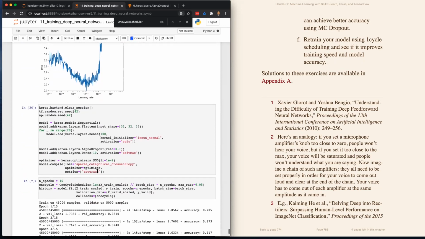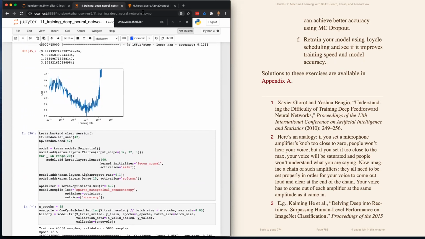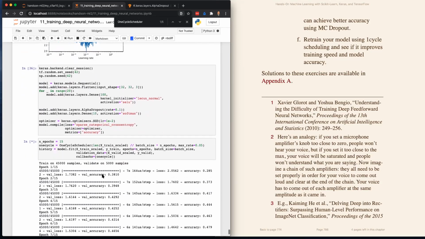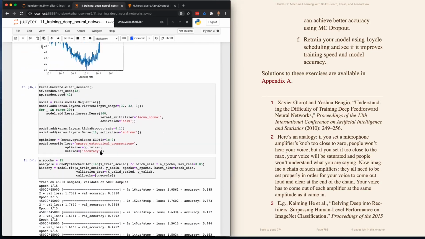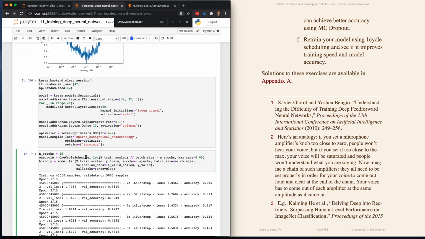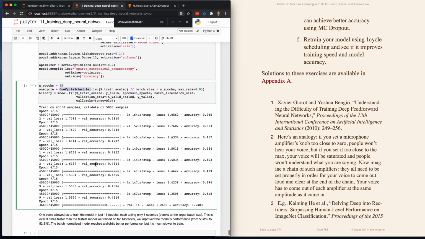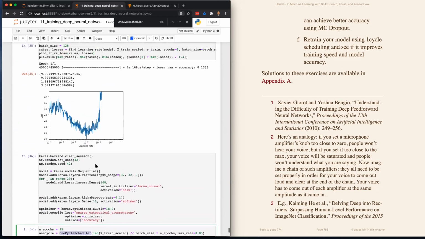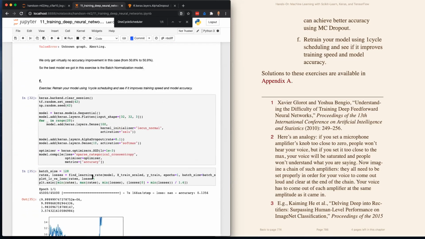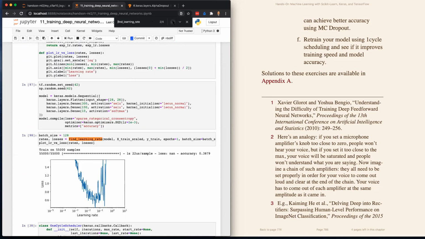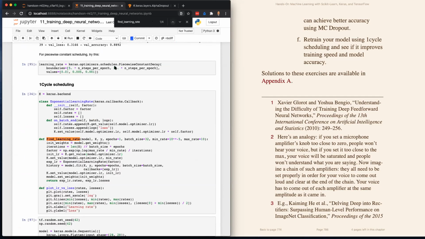So where is this find learning rate function from? There are two functions which you need to run. One is one cycle scheduling, and another one is on top. If you go up, where is that? Yeah, so just search it up. It's defined somewhere up there, yeah, cell 34.